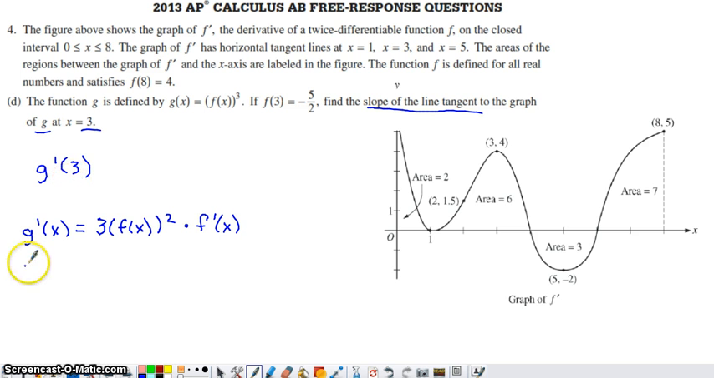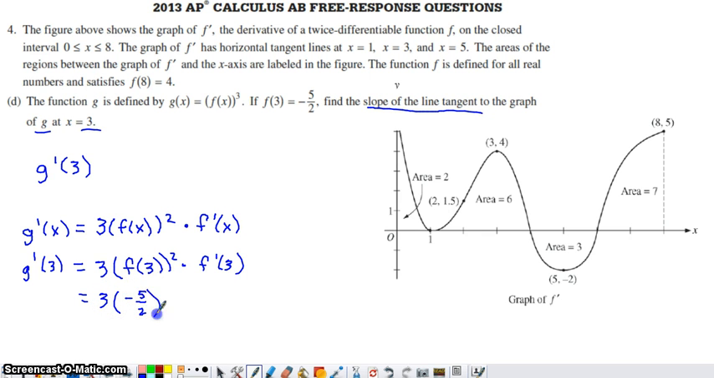What we want to do is find g prime of 3. So g prime of 3 is going to be equal to 3 times f of 3, quantity squared, times f prime of 3. Well, they provided us with f of 3 in part D here, so in place of f of 3 we can toss in this negative 5 halves, and then that has to be squared, and then times f prime of 3. Well, this is a graph of f prime. At 3, what's the value of the graph, or the value of f prime? Well, it's 4. So times 4.